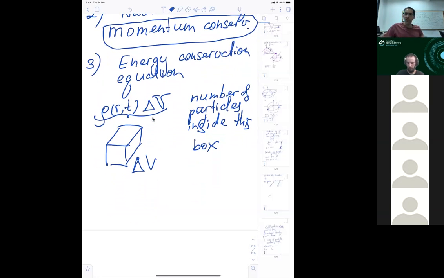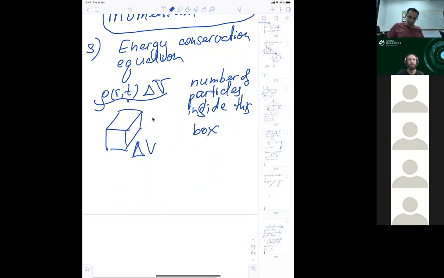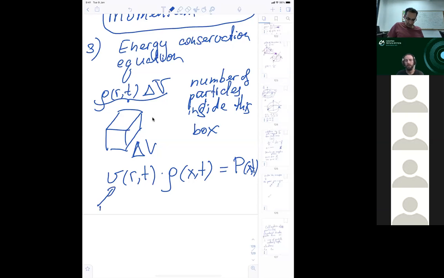So there was one degree of freedom which we call the density of particles. Then when we talk about momentum, we normally say that there is a velocity of the fluid. And if you multiply the velocity of the fluid by the density of the fluid, you get the momentum density. So this is the velocity of the fluid.